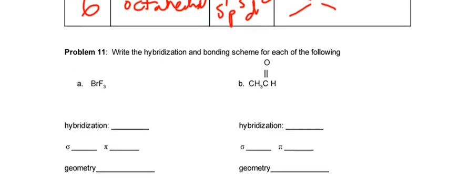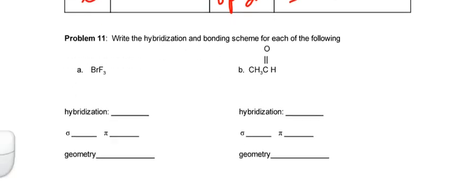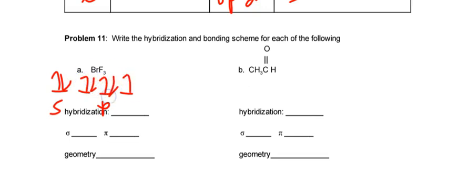It says, write the hybridization and the bonding scheme for each of the following. This is how Mrs. van de Walle will do that. Look at your central atom, and here is bromine. How many open spots do I need? I need 3. Here's my S, here's my P. I have 7 valence electrons. What's wrong with that? I only have 1 open spot. I need to have 3 open spots for the 3 fluorine.